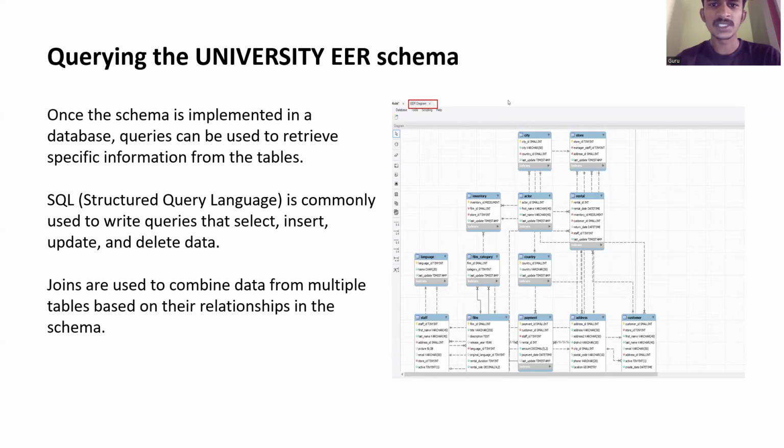Querying the university ER schema. Once the schema is implemented in a database, queries can be used to retrieve specific information from the tables. SQL is commonly used to write queries that select, insert, update, and delete data. Joins are used to combine data from multiple tables based on their relationships in the schema.